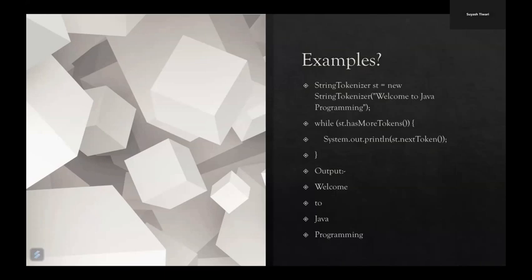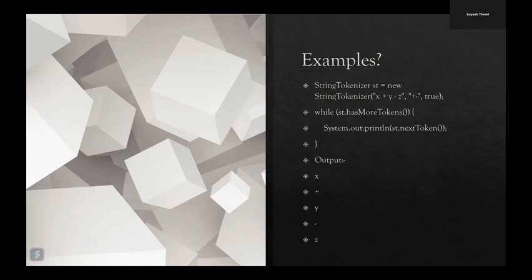Now we'll move on to the examples of string tokenizer. We can see that we have created a string tokenizer st, and there we have passed a string that is "welcome to Java programming". Now we have used the hasMoreTokens feature over there, and we can see the output: the string "welcome to Java programming" has been split, and the output says welcome comes in one line, to comes in another line, Java in another, and programming in another. So this is the basic syntax of using hasMoreTokens related to the string tokenizer, and you can see the example related to this particular method.